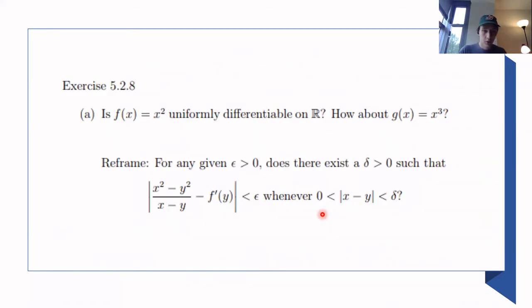Moving to part A, we're tasked to find whether x squared is uniformly differentiable on all real numbers, and then whether g of x equals x cubed is differentiable on all real numbers. So we can start with x squared and we reframe: for any given epsilon greater than 0, does there exist a delta greater than 0 such that this inequality is true whenever we have this, right?